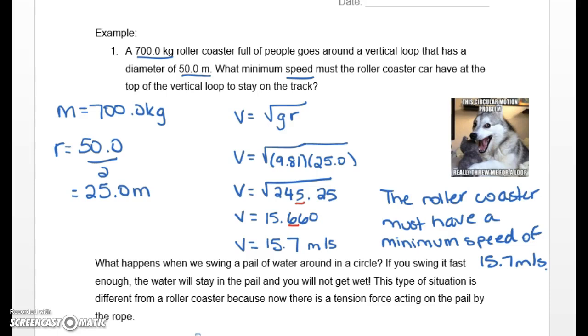Alright, so now we're going to look at another different type of case when we're working with a vertical system. And this just has to do with when we have something that is connected to the object that's traveling in a circular motion.